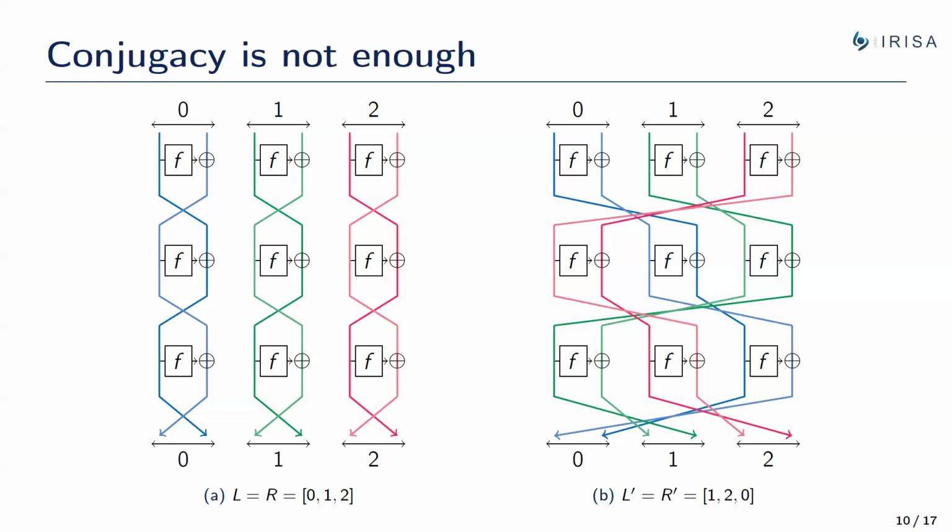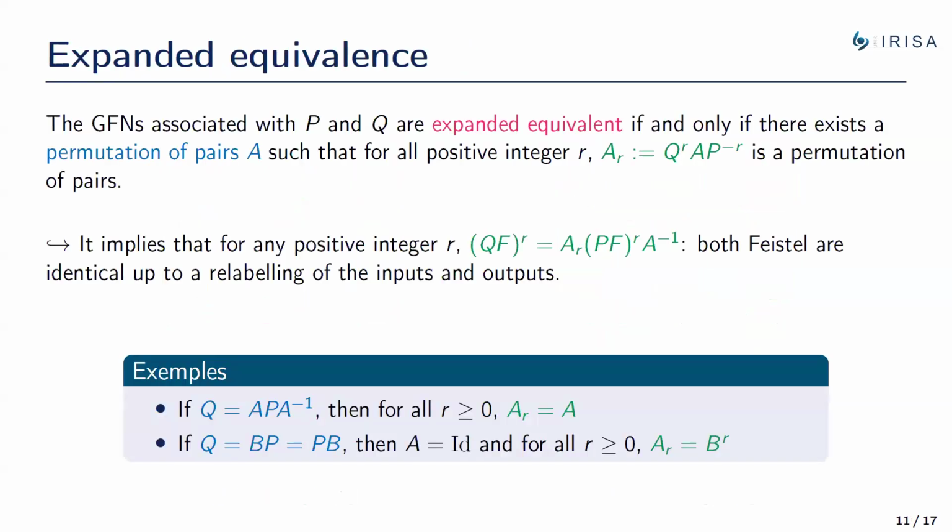However, if we look more closely, we notice that the output after 3 rounds of these two GFNs is exactly the same. And if we look at intermediate rounds, we can relabel the output and obtain the output of the other GFN. So we want these two GFNs to be considered as equivalent. So what we want, when we say that they are equivalent, is that we can relabel the input and output of one and obtain the output of the other GFN. But we relax the constraint on the output relabeling so that it can depend on the round. You don't need it to be the same for all the rounds.